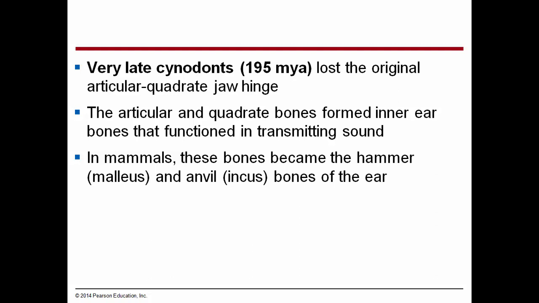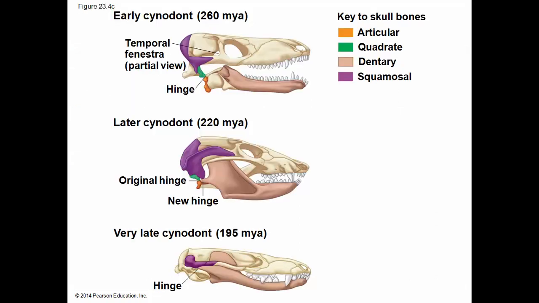The articular and quadrate bones formed the inner ear bones that functioned in transmitting sound. In mammals, these bones became the hammer, the malleus, and the anvil, the incus. These are the bones of the ear. You can't see the articular and quadrate bones in the cynodont here. They're tucked up inside the bone.